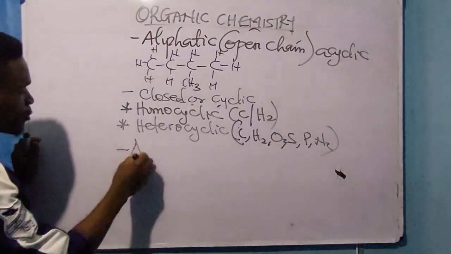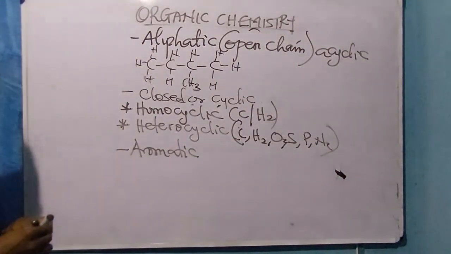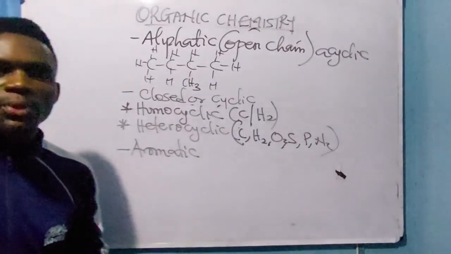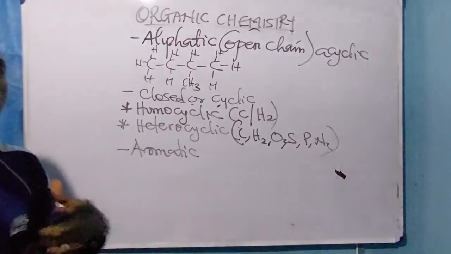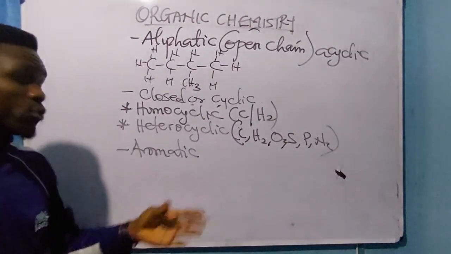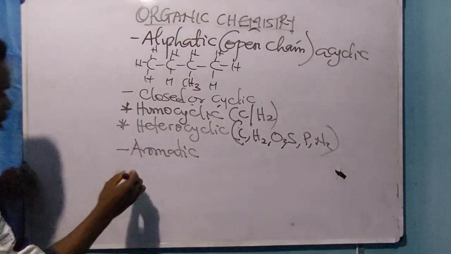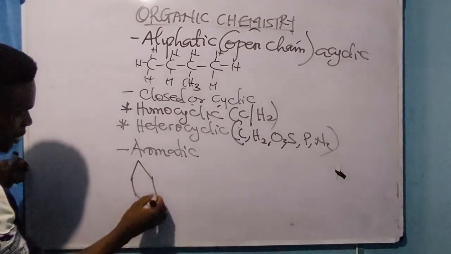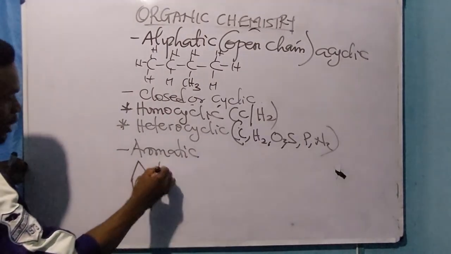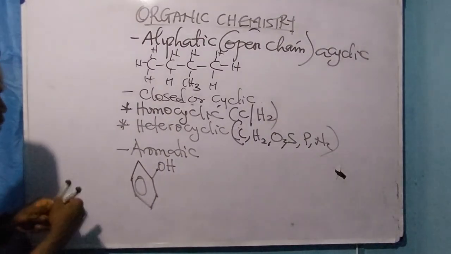Now you have the aromatic compounds. The aromatic compounds are compounds that form a benzene ring or are the benzene ring itself. They have the ability to form a benzene ring, and they are called benzenoid compounds. So please let me quickly give you something. This is benzene. If I have OH attached to a given benzene ring, it is called a phenol.